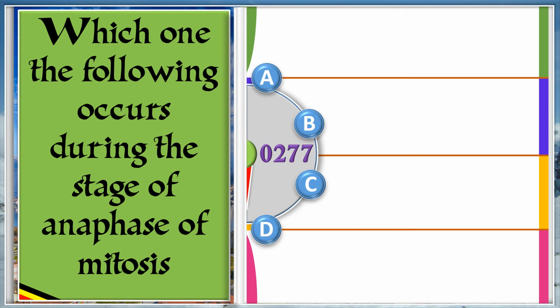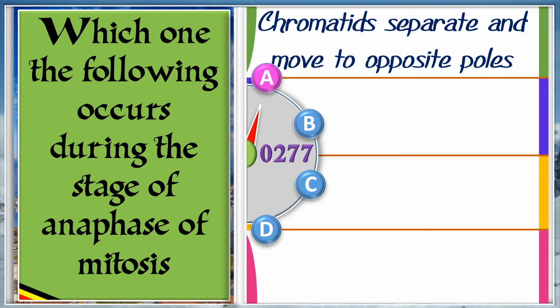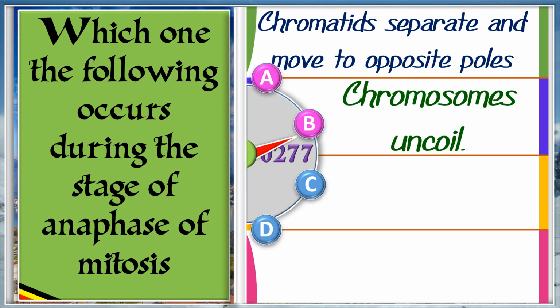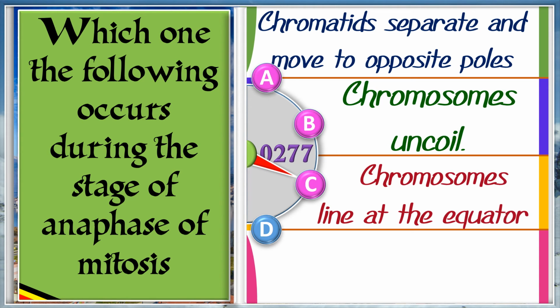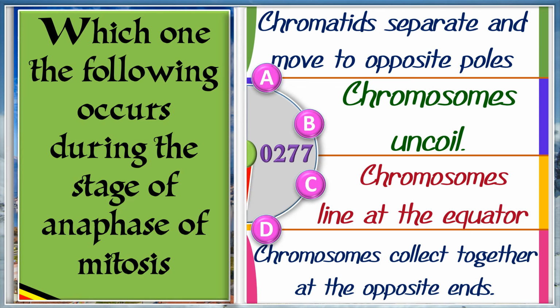Which one of the following occurs during the stage of anaphase of mitosis? A. Chromatids separate and move to opposite poles. B. Chromosomes uncoil. C. Chromosomes line at the equator. D. Chromosomes collect together at the opposite ends. And the answer is A. Chromatids separate and move to opposite poles.